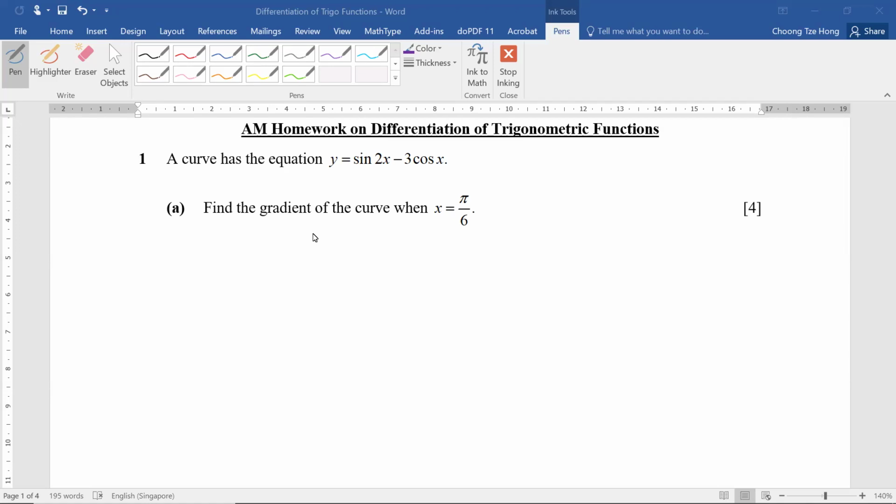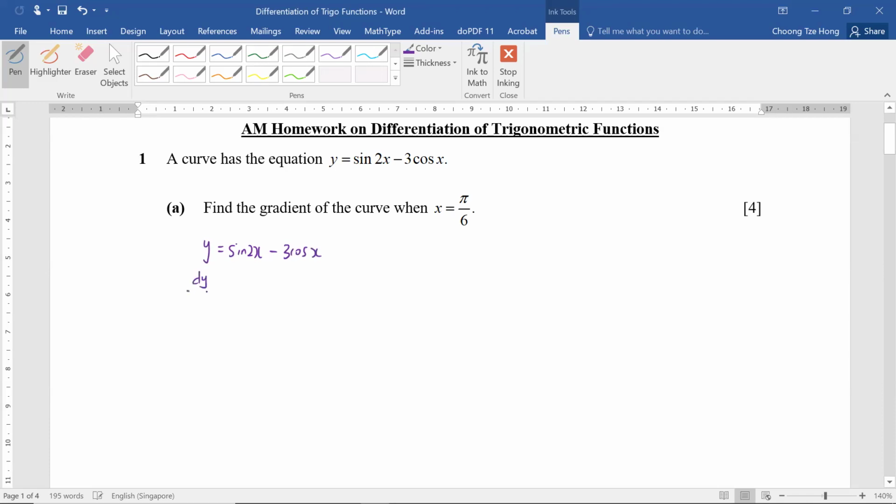Okay, so basically what we need to do for this question is to find dy/dx, which is the gradient function, and then sub x equals pi over 6 into the dy/dx, and we will be able to find the gradient at x equals pi over 6. Alright, so let's do that. So y is equal to sine 2x minus 3 cosine x.